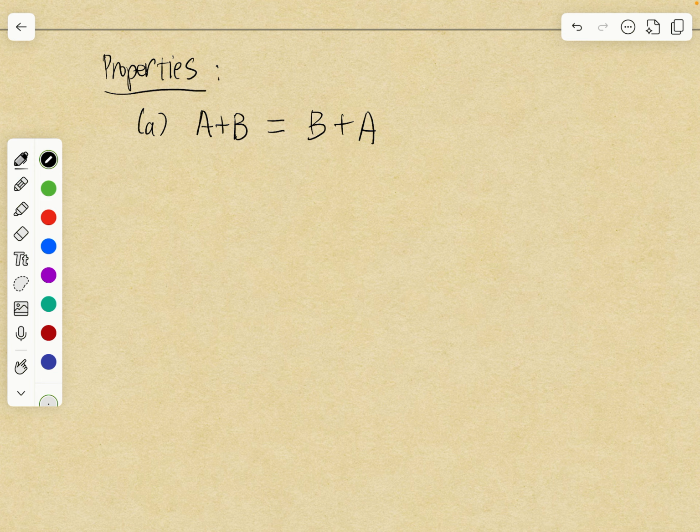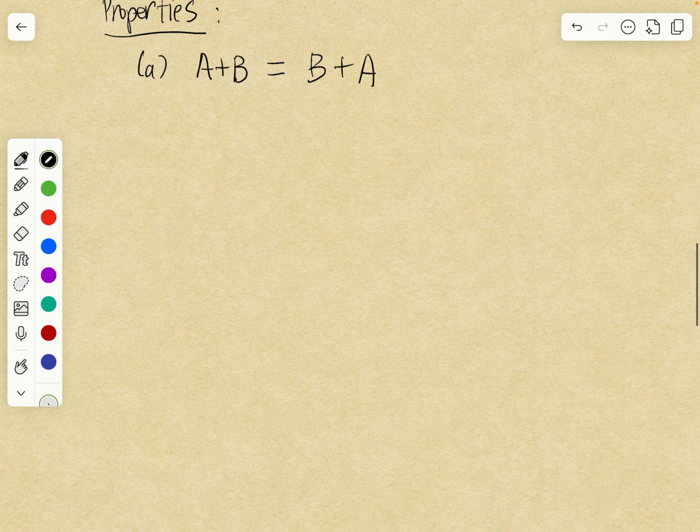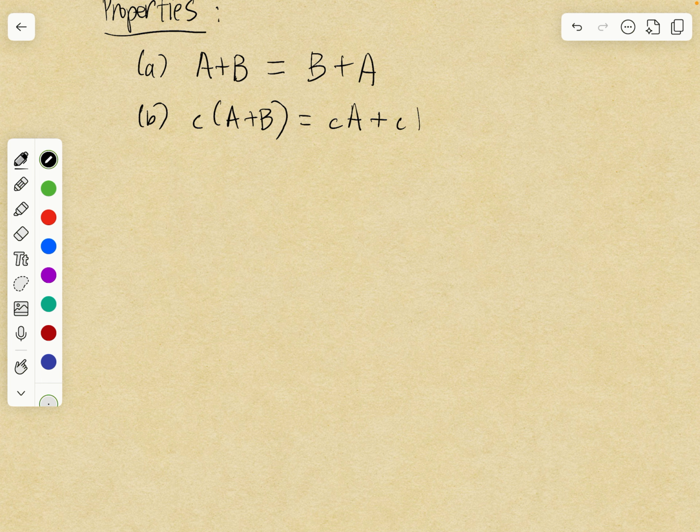Okay, well, why is that true? Because what I'm doing to add the matrices is just adding the individual entries. And when you add two numbers, it doesn't matter which order you add them in. If I have two numbers, x and y, then x plus y is the same as y plus x. So that's basically why this is true. And the other one is, let's say I have a scalar c, and I do c times the matrix A plus B, that's the same as C times A plus C times B.